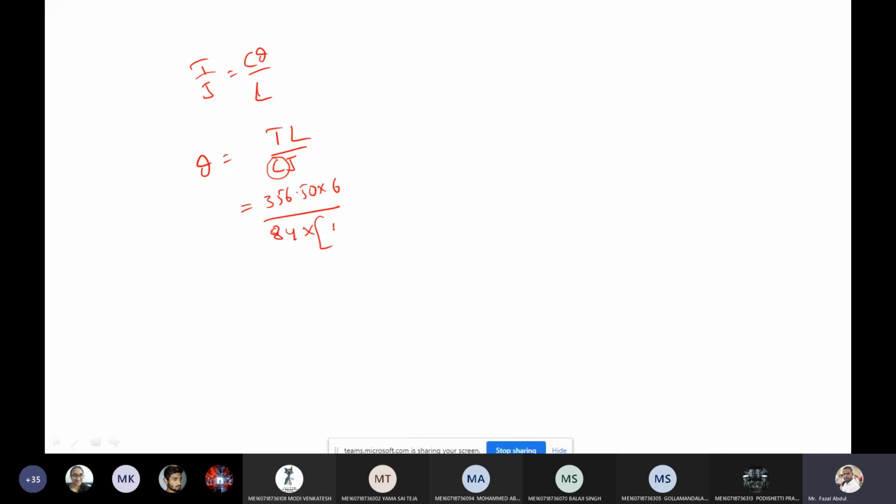J equation, for the circular hollow shaft, is pi by 32 into D naught power 4 minus Di power 4. D naught value is 0.5, Di value is 0.3. Okay. Substitute all the values. You will get the answer theta in terms of radians. Then convert it into degrees by multiplying with 180 by pi. Then you will get the answer in terms of degrees.